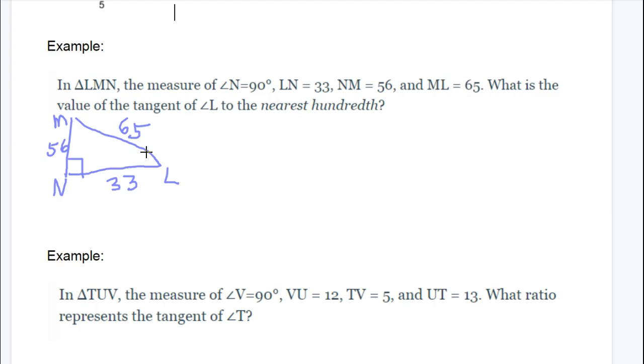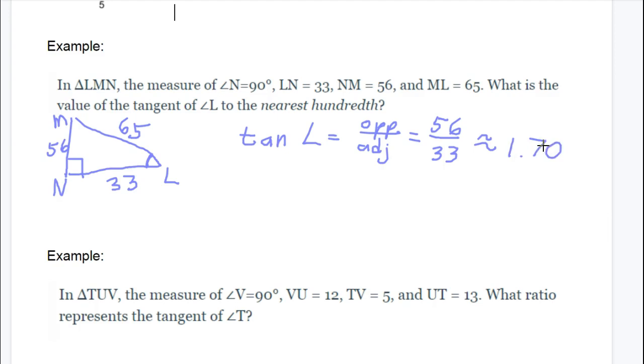And now they're looking for the tangent of L. They're talking about this angle right here. The tangent of angle L is going to be, SOHCAHTOA, my opposite over my adjacent. In this case, the opposite is 56. My adjacent is 33. This is the one that's adjacent to L. It's looking for the nearest hundredth, so you plug that into a calculator. That's going to be about 1.70. I think it's 1.696, something like that, but where they're looking for the nearest hundredth, that should be sufficient.